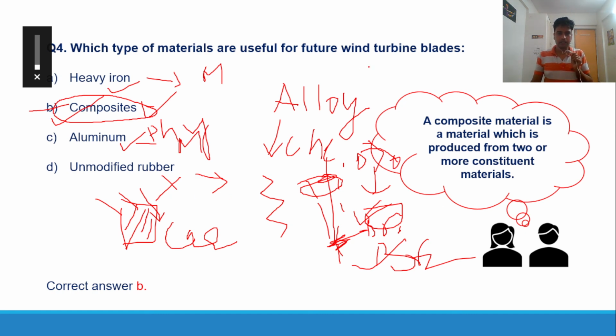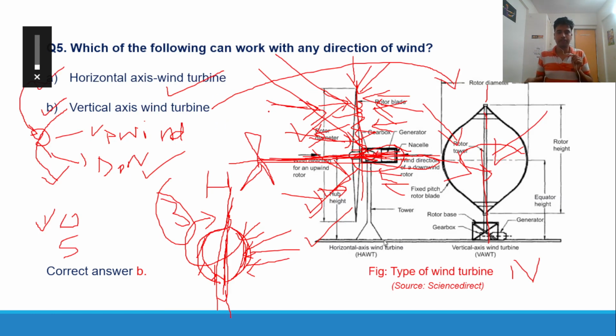Then the next thing we discussed was the material which is used for future wind turbine blades. We see that composites are now a craze as a material for so many products, and composites are made from two or more constituent materials, and these are very much utilized for wind turbine blades also. In question 5, we saw the classification of horizontal axis wind turbine and vertical axis wind turbine, and got to know that a vertical axis wind turbine can work with any type of wind, any direction of wind. Wind coming from this direction, wind coming from this direction, any direction of wind, it can work.